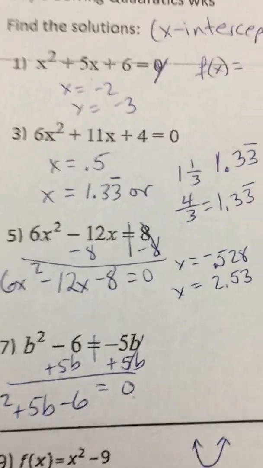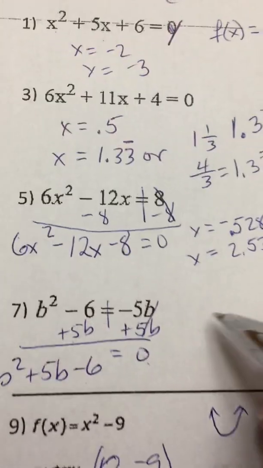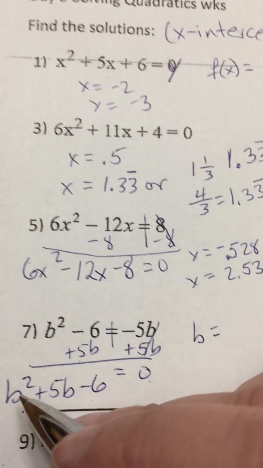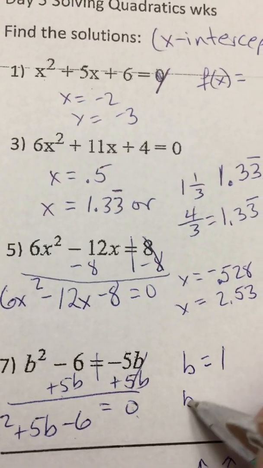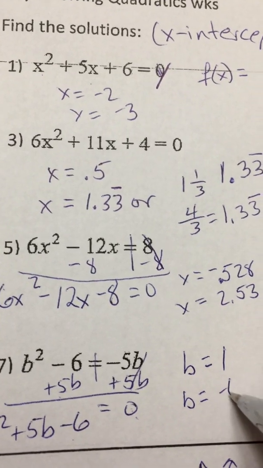Go trace around it. And this one wound up being b was, and of course you use x's here instead of b's when you type it in. X equals 1, and the other one was b equals negative 6. Those were the two numbers which crossing the x-axis.